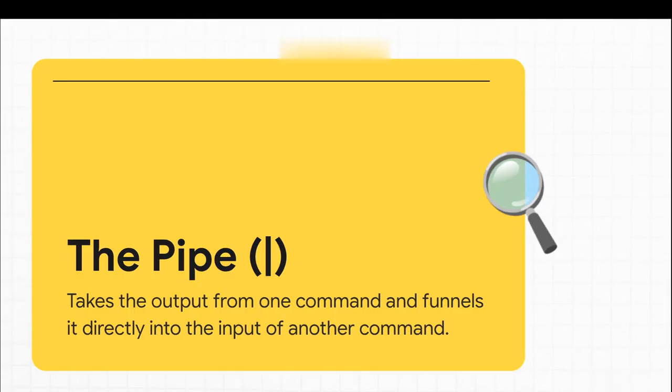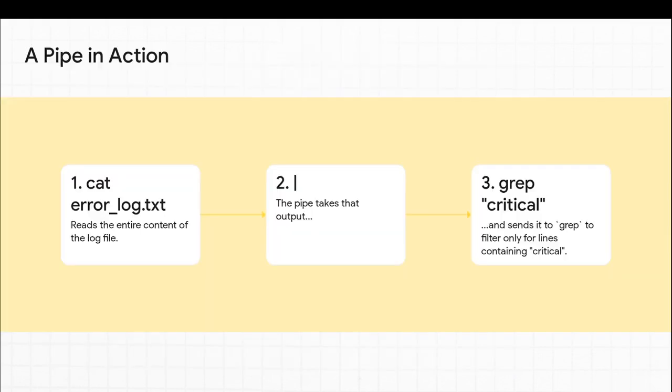And now for my absolute favorite tool, the pipe. This vertical bar is one of the most brilliant concepts in all of Linux. Think of it like digital plumbing. It literally takes the stream of data coming out of one command and funnels it directly into the input of a second command. Let's see how this works.